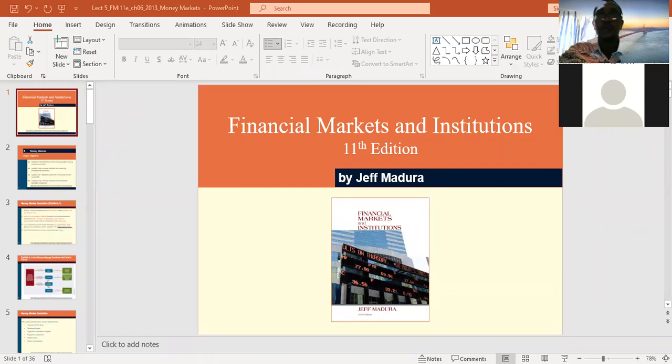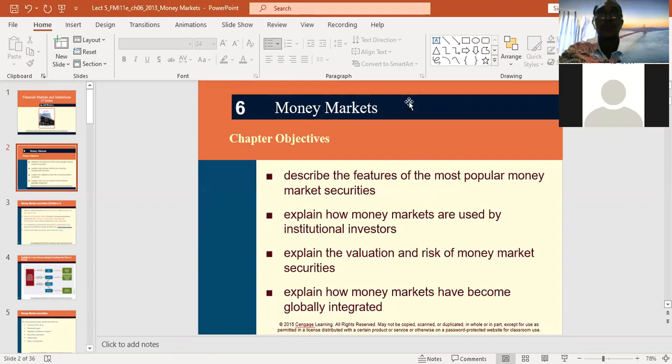Today we are looking at money market. So money market is the market where you buy and sell short-term securities.